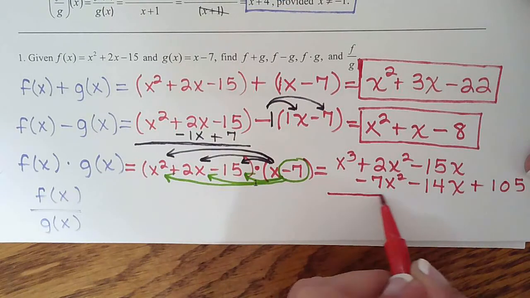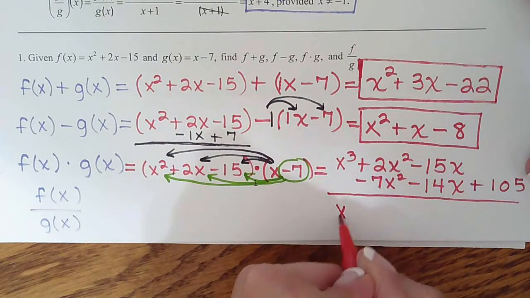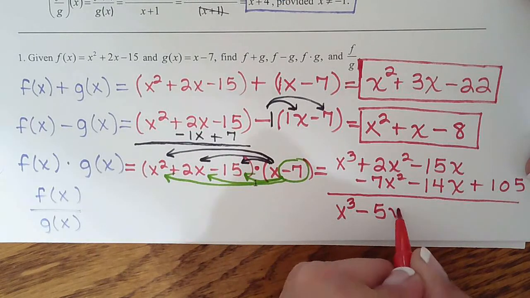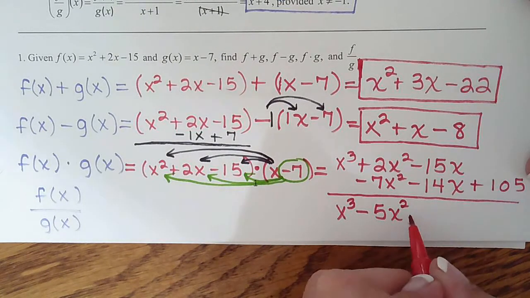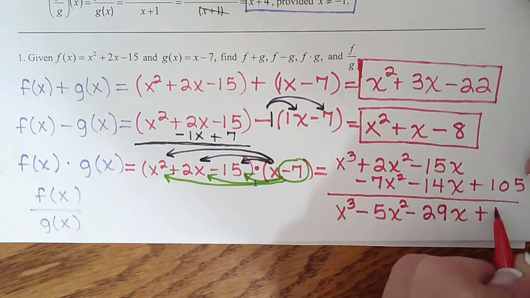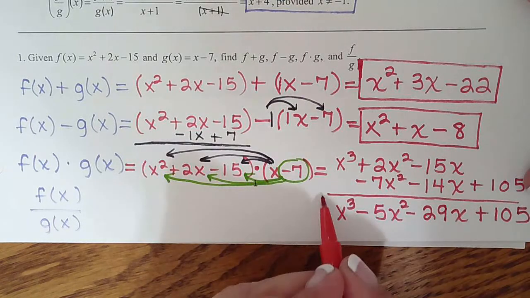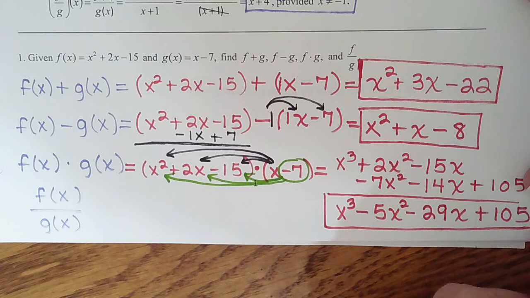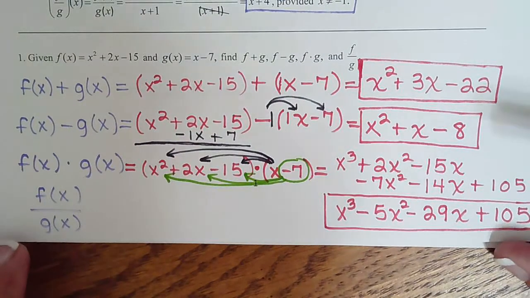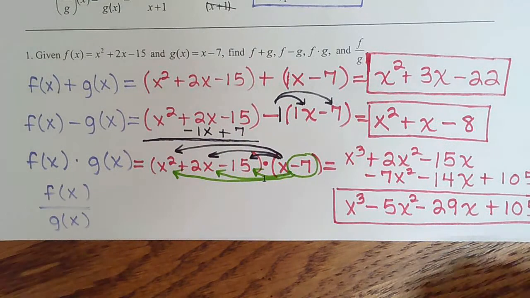So the product of the two functions is x cubed. 2 minus 7 would be negative 5x squared. Negative 15 and negative 14, negative 29x plus 105. So that would be our product.